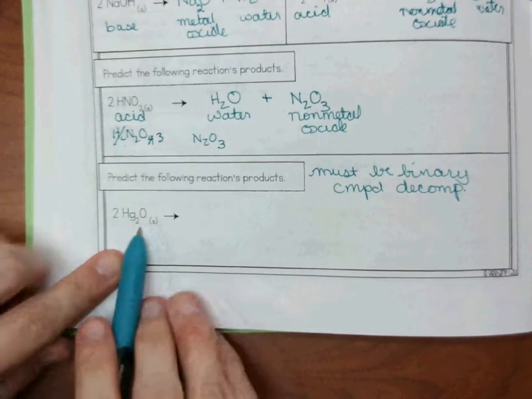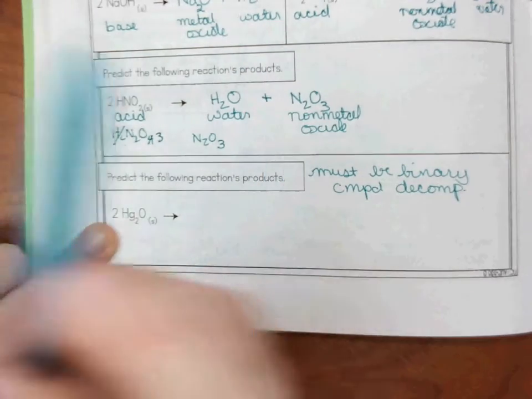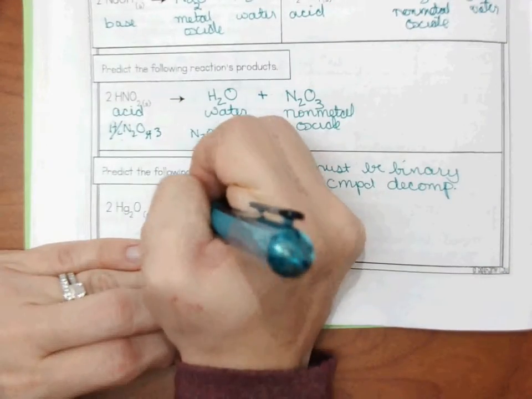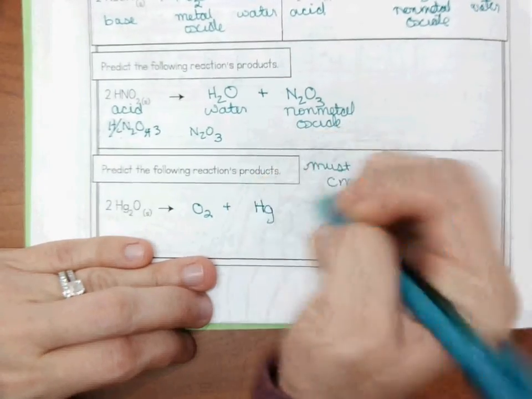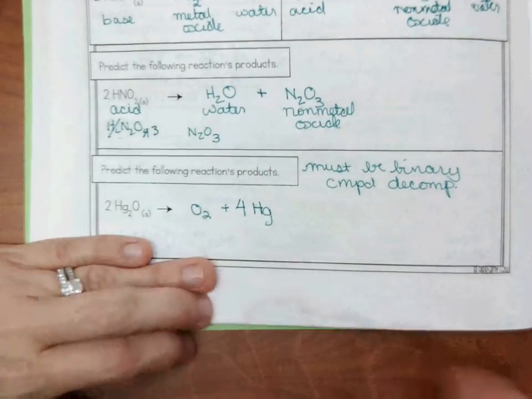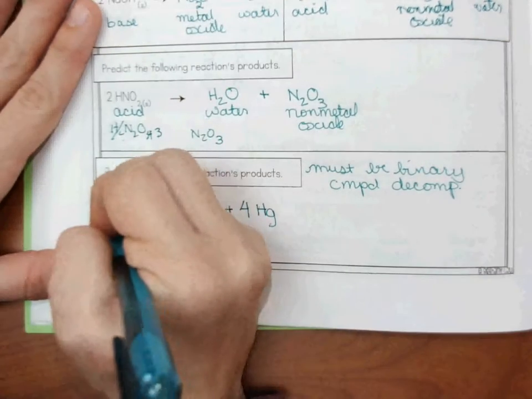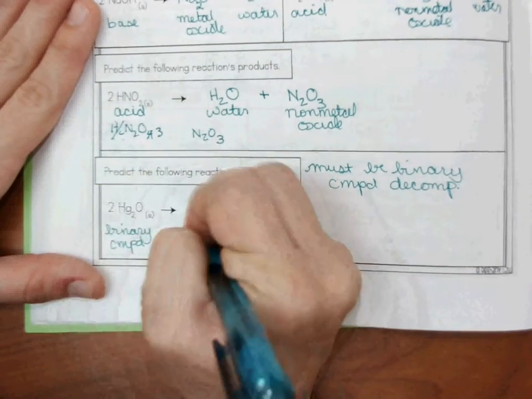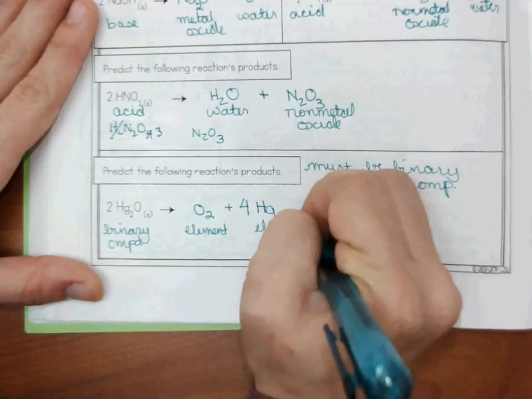So this is going to break apart into mercury metal and oxygen. And I know oxygen has to be O2. So I'm going to have O2, plus mercury metal can just exist by itself. I'm going to have 4 mercury metals in order to balance it out. So we have a binary compound going to an element and an element.